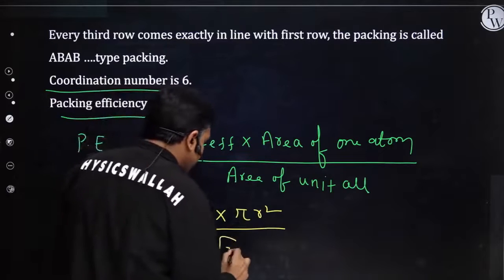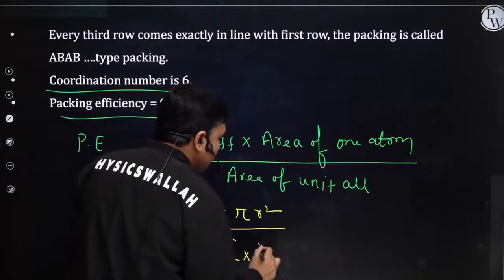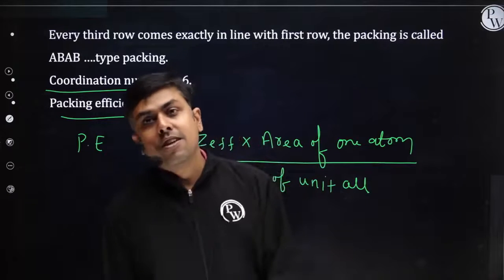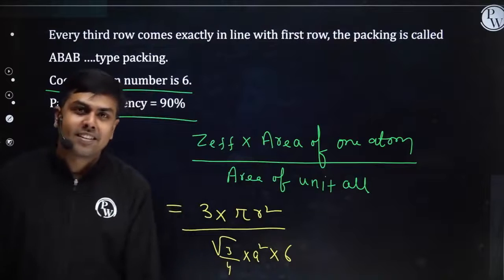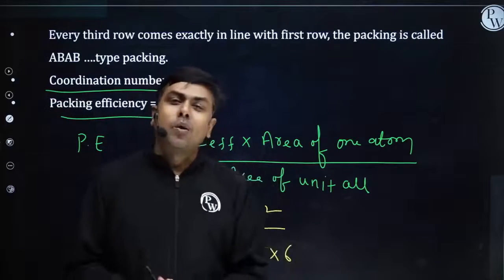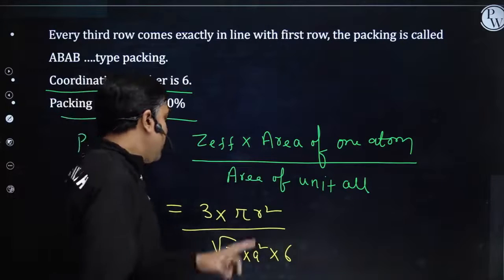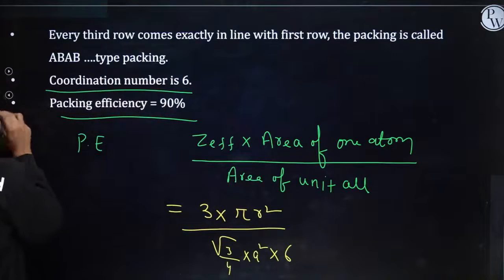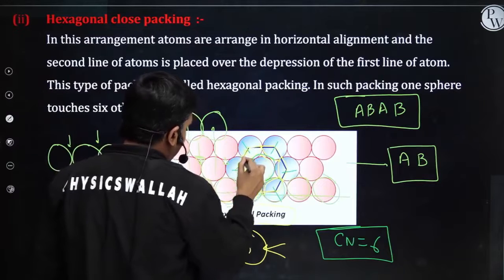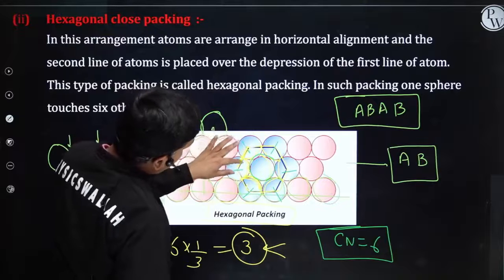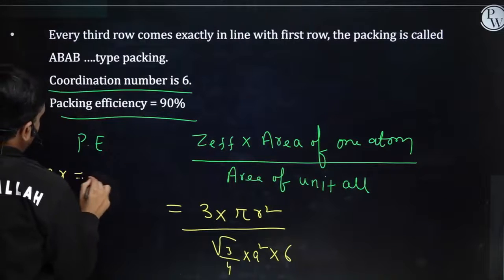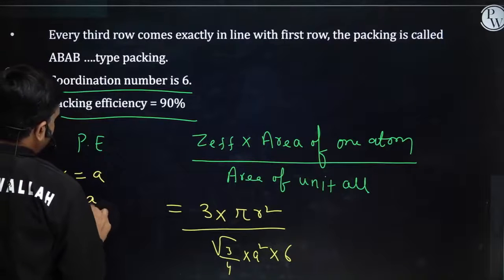It's root 3 by 4 into a square into 6. Why? A hexagon is basically consisting of 6 equilateral triangles. So area of hexagon is nothing but area of 6 equilateral triangles. Now, what's the relation between R and A? If we look here, the atoms simply touch each other along the edge length, right? So can I say 2R equals A? We have 2R is equal to A. So R equals A by 2.